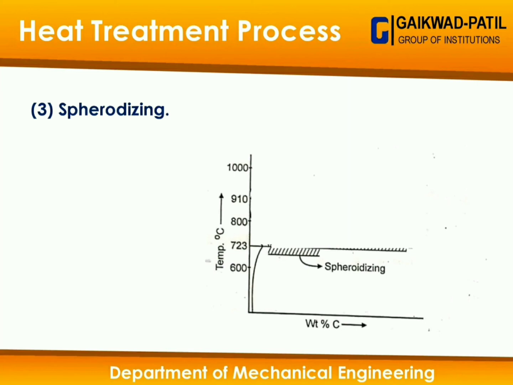In this heat treatment cycle, the metal is heated up to 910 degrees centigrade, that is the austenitizing temperature, and allowed to cool down to below 723 degrees centigrade. At this below 723 degrees centigrade temperature, we need to keep it in an isothermal condition for about 3 to 4 hours. Then we get a spheroidized structure of the cementite in the steel.